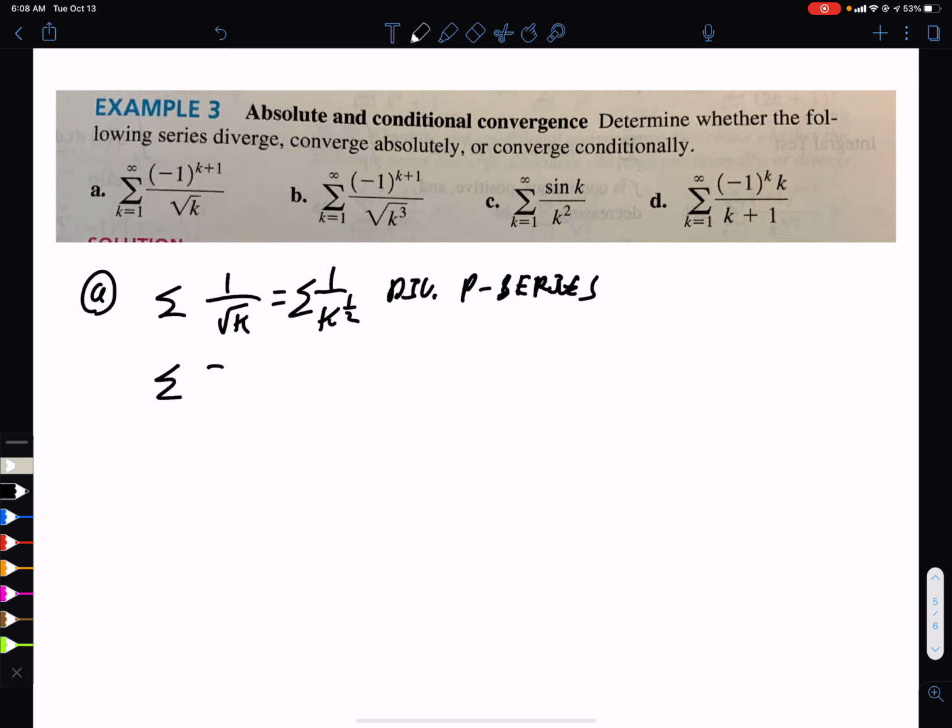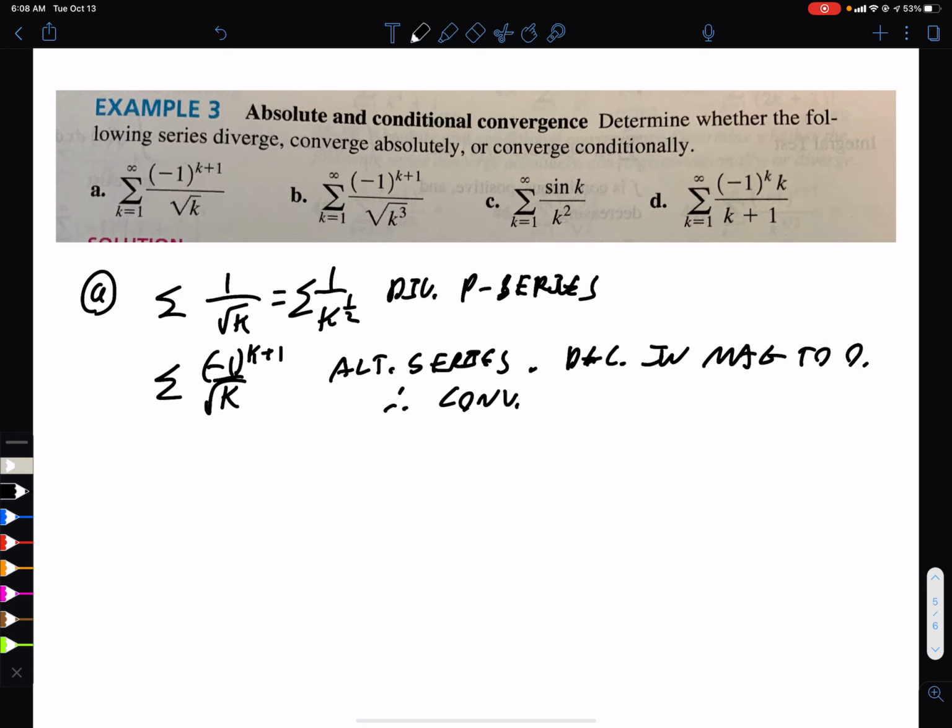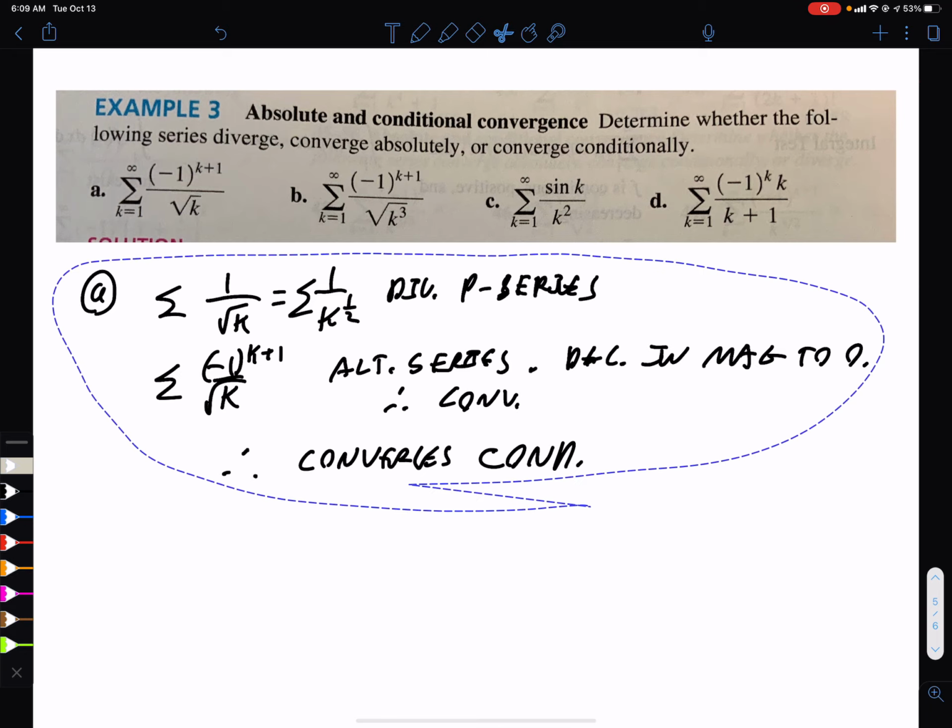But what about this? This is an alternating series. We know that. Is it decreasing in magnitude to 0? Yes. Alternating series, decrease in magnitude to 0. Therefore, convergent. So the absolute value diverges. The alternating series converges. Therefore, this converges conditionally. So that has conditional convergence. Okay, so that's A. Let's just keep cranking along and get done with this.